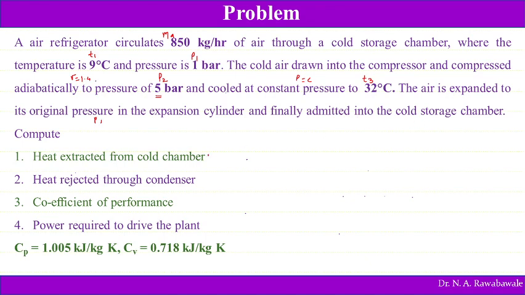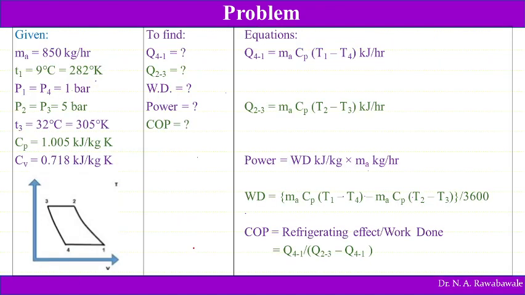So we are asked to find the heat extracted in the cold chamber, heat rejected through the condenser, coefficient of performance, and power required to drive the plant, where the specific heat at constant pressure for air is given as 1.005 kJ per kg Kelvin, and the specific heat at constant volume Cv is 0.718 kJ per kg Kelvin. Now we will extract the data first.